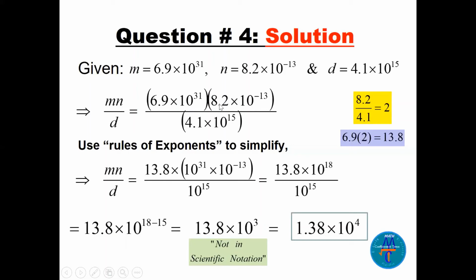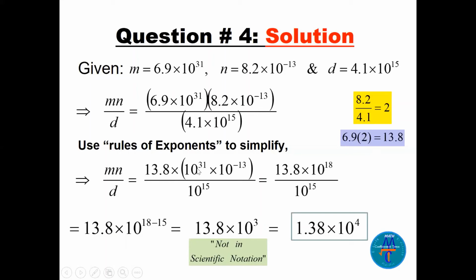Now I can see 8.2 divided by 4.1. You see that one in your mind you can divide? It's 2. 2 times 6.9 is 13.8. See, that's easy numbers without using calculators. I know you can use calculators, but some exams you cannot use calculators.